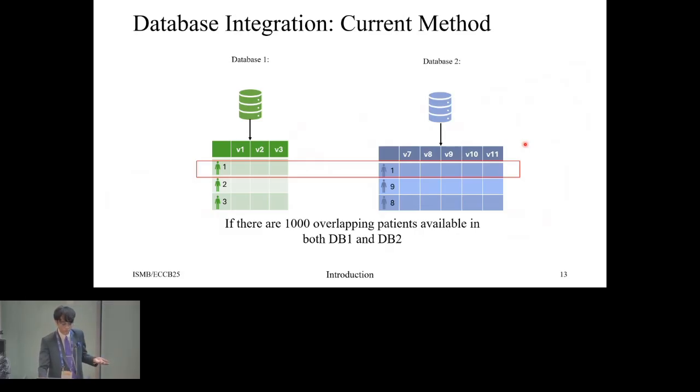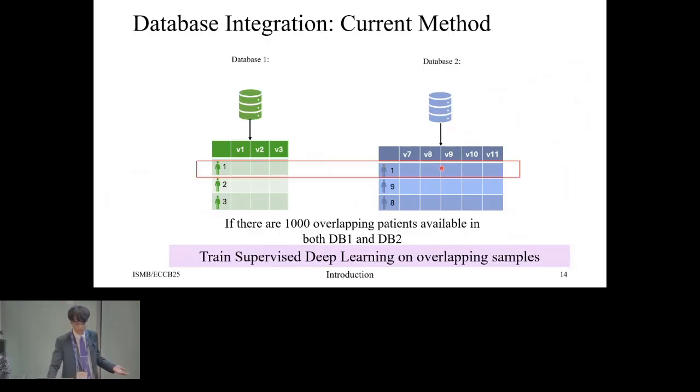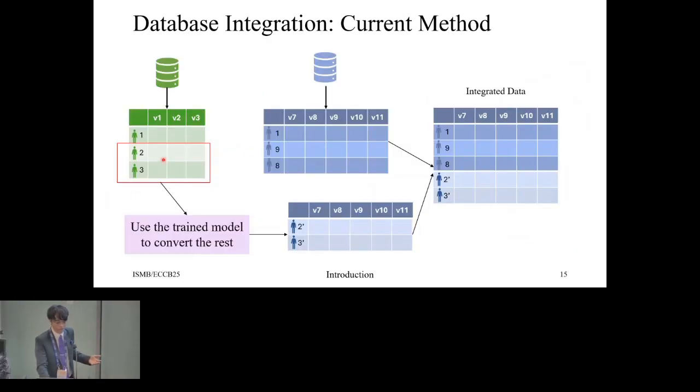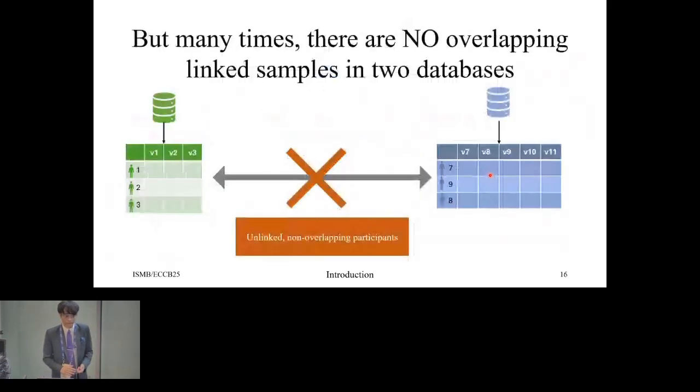So usually what you do is find the common patients for both. If you can find enough of them, you can train a supervised deep learning model on these overlapping samples, and then use this model for the non-overlapping ones, map them, and integrate them. So this is the current paradigm. The bigger problem is that many times we don't have enough, or sometimes no, overlapping linked samples at all. So our goal was: can we even still do this? Because here there is no ground truth to train on.